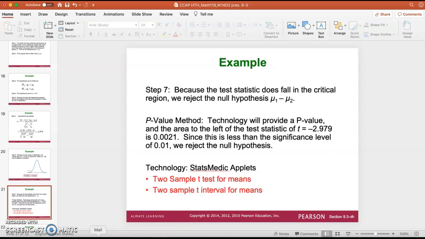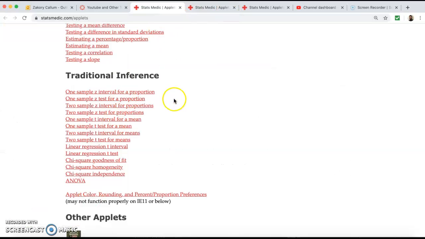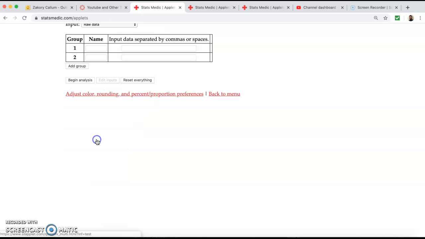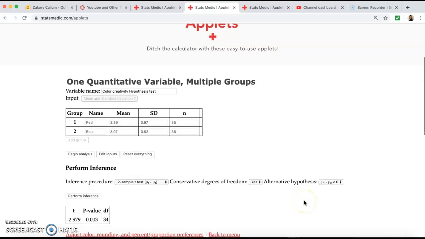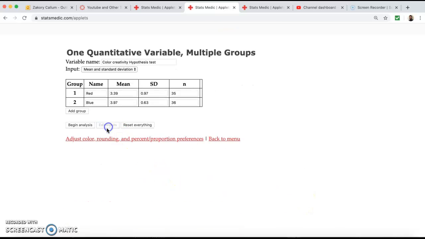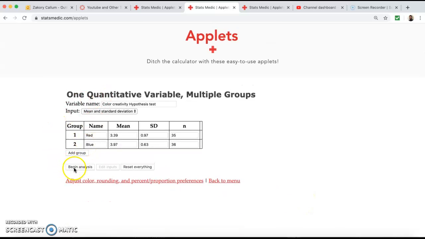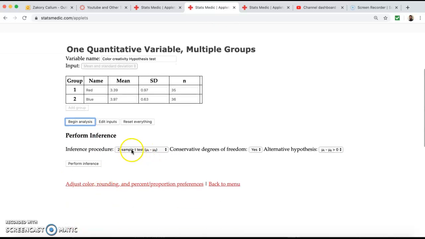Okay, so just to save some time, I plugged the information into the t-test one already, right here. So we've got all this typed in, our mean, standard deviation, and sample size for the red and blue groups. Click on begin analysis. Just make sure you're doing a 2 sample t-test in this drop down. You want to make sure that you've got yes selected for conservative degrees of freedom in this drop down.